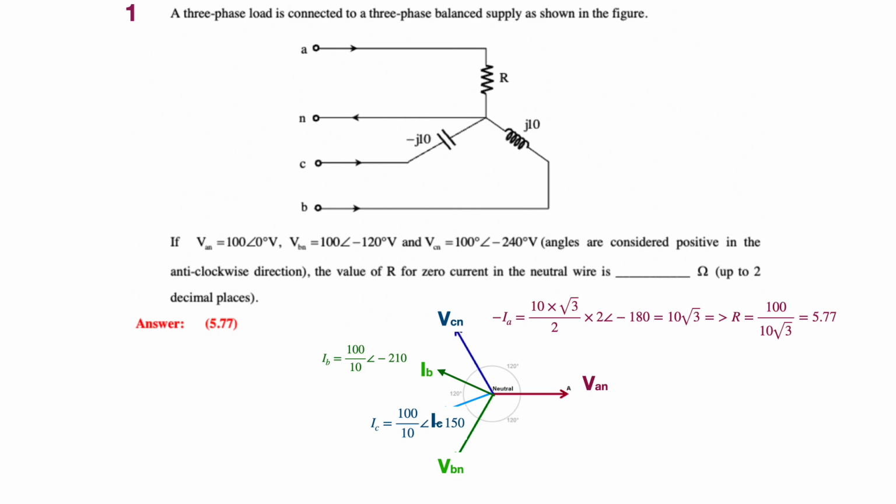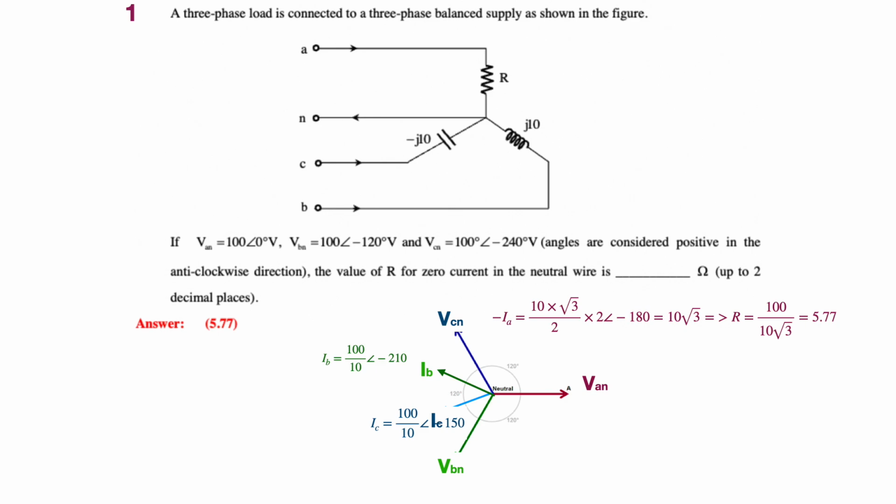It is a repeat of a similar kind of question, wherein we have a three-phase system with a resistor, an inductor, and a capacitor connected in star, and the neutral wire is also there in this case. What is given is that a three-phase load is connected to a three-phase balanced supply. As usual, the supply is considered to be balanced. If voltage VAN is equal to 100 angle 0, VBN is equal to 100 angle minus 120, which means that this follows the phase sequence of ABC, or RYB, or 1, 2, 3.